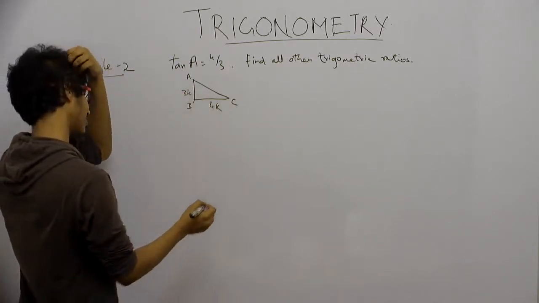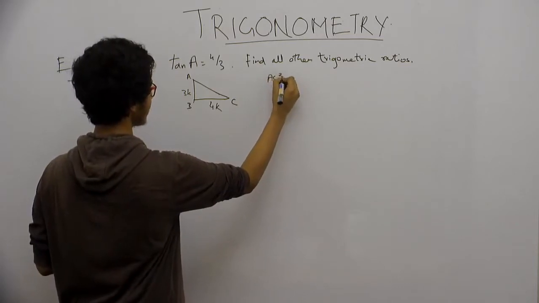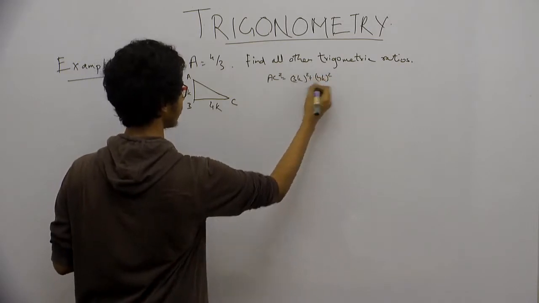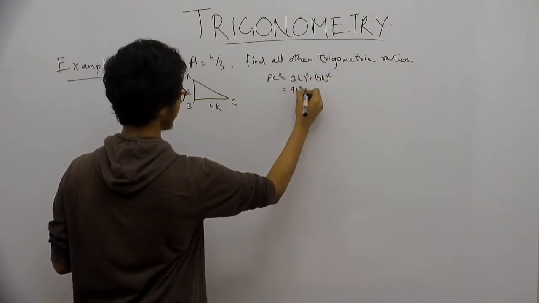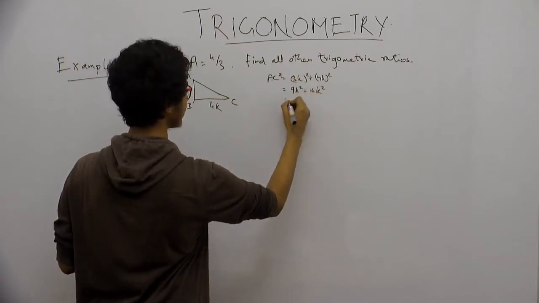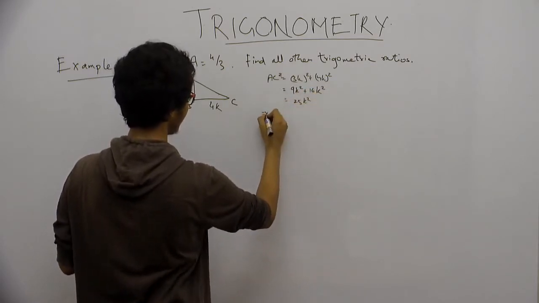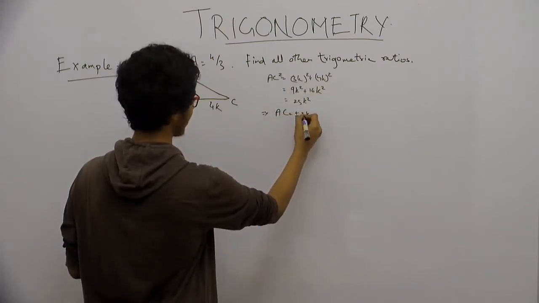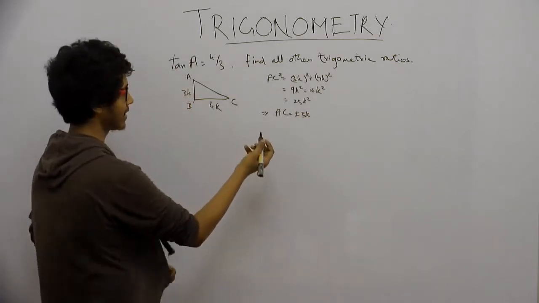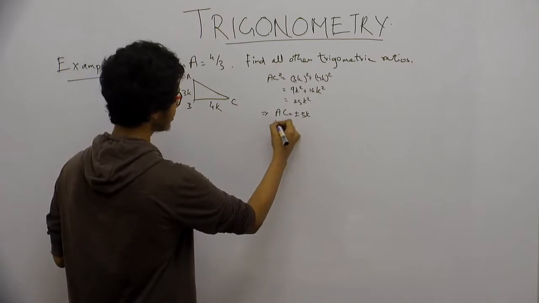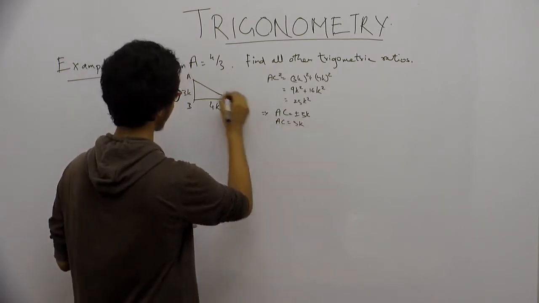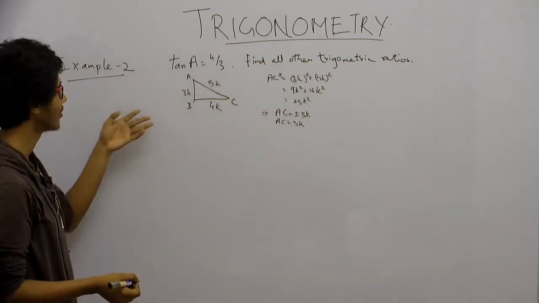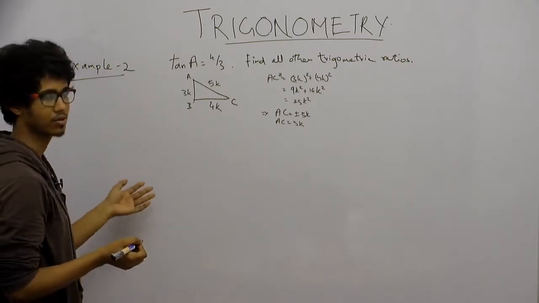Solving for AC by Pythagoras theorem, we see that AC square equals 3k whole square plus 4k whole square. This equals 9k square plus 16k square, which equals 25k square. Implies, taking root on both sides, AC equals plus minus 5k. Again, eliminating the possibility of the negative distance, we get AC as 5k. Now, since we know the length of all the sides, albeit in terms of a ratio of k, we can find all the trigonometric ratios.